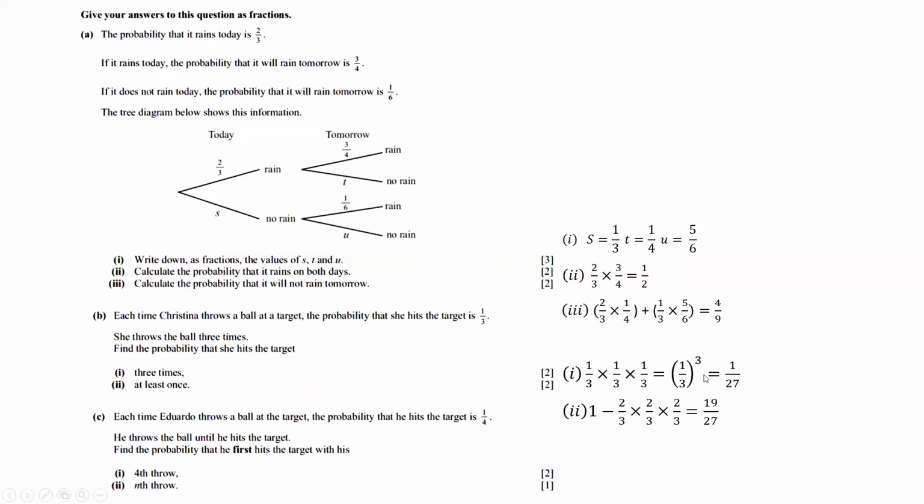Okay. Now the question says at least once. At least once means I can hit the first time, the second time, the third time also can. Or at least one means a lot, right? You can have the first time not hit, but the second time hit, the third time hit also can. So you have a lot of possibilities if we want to list it out. So you can see, I don't want to use this method.